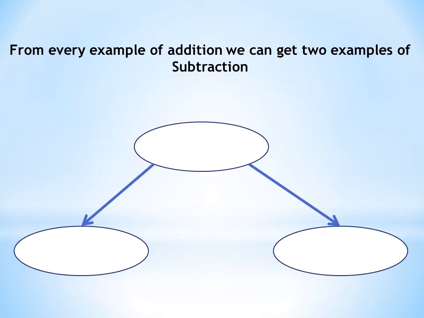From every example of addition, we can get 2 examples of subtraction. 5 plus 2 is equal to 7. 7 minus 5 is equal to 2. 7 minus 2 is equal to 5.